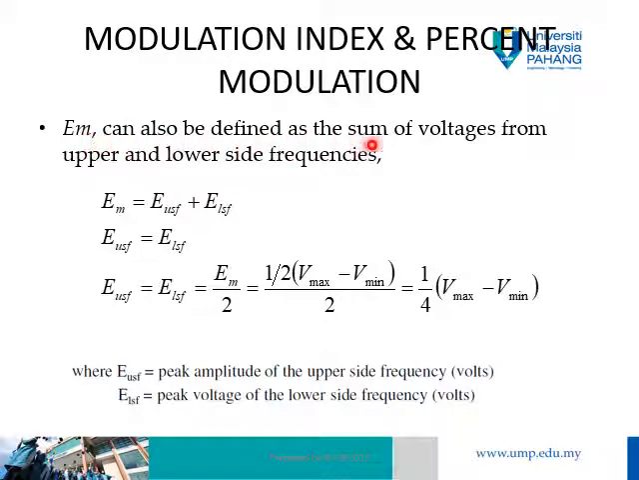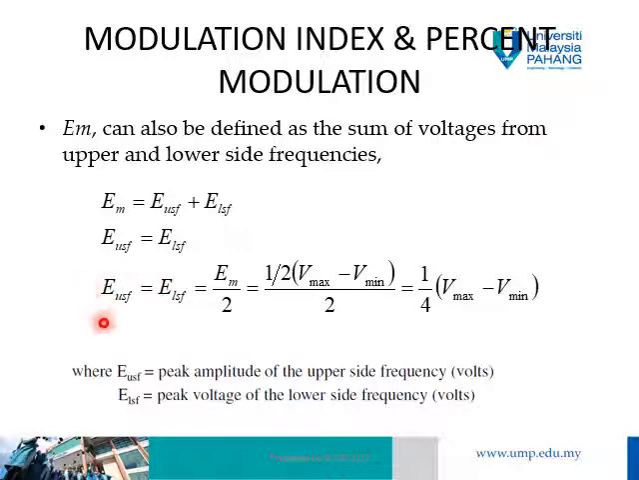EM can also be defined as the sum of the voltages from the upper and lower side frequencies. EM is the voltage E USF plus E LSF. USF equals LSF, so USF equals LSF equals EM over 2. So this EM divided by 2, half divided by another 2, so we become a quarter, 1 over 4. 1 over 4 of Vmax minus Vmin equals E USF.